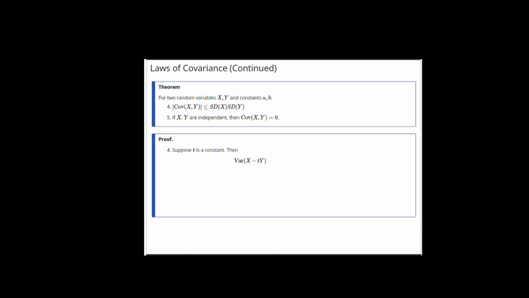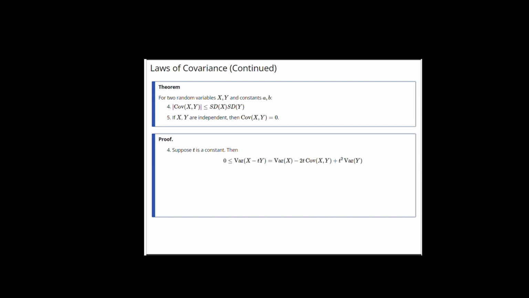And analogously, in the world of random variables, this tells us that the variance of x minus ty is equal to the variance of x minus 2t times the covariance between x and y plus t squared times the variance of y. That quantity, because it's a variance, is always greater than or equal to 0. This means we have a quadratic function of t that is always greater than or equal to 0.